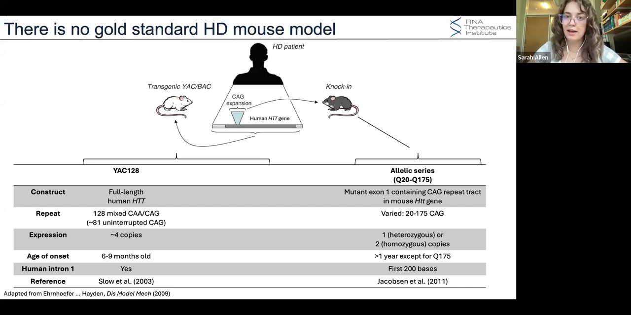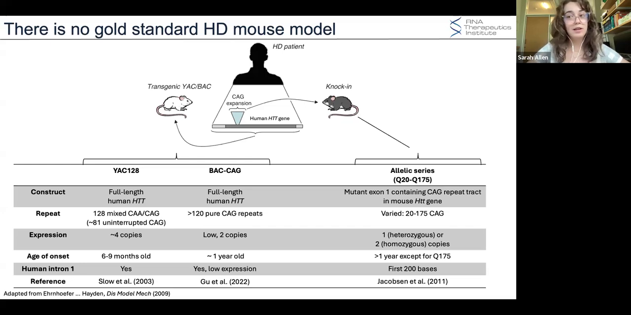The other model that we'll be looking at today is the BAC-CAG model. This model also contains full-length human Huntington inserted as a transgene, and this model actually has over 120 uninterrupted pure CAG repeats. However, the expression in this model is rather low comparatively. It only has 2 copies, and they're not incredibly highly expressed. So the age of onset for phenotypes is a bit later, at about 1 year old.